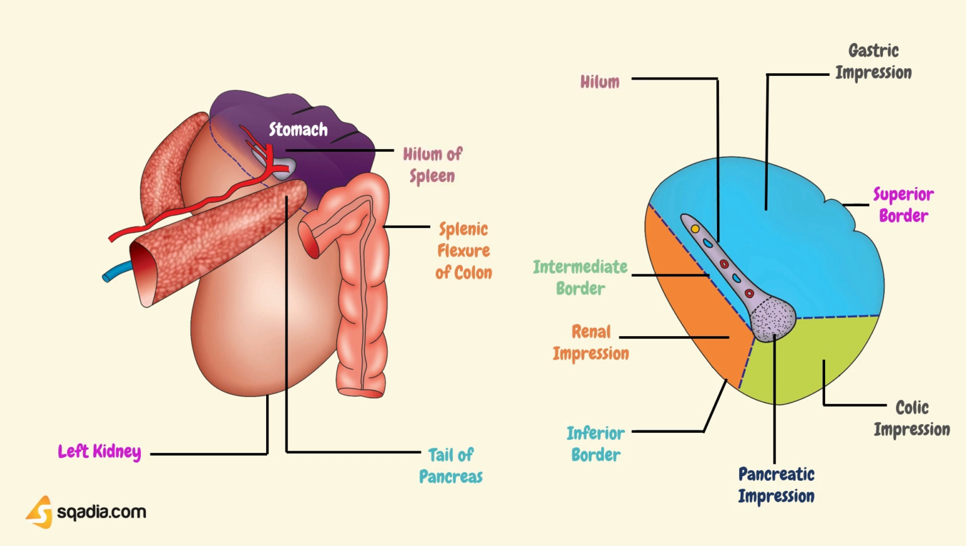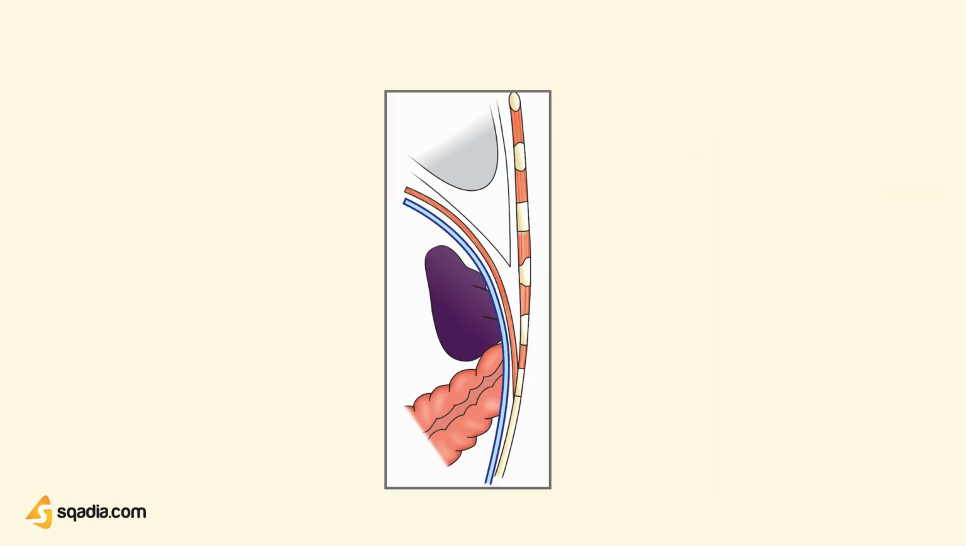The hilum lies on the inferomedial part of the gastric impression, along the long axis of the spleen. It transmits the splenic vessels and nerves, and provides attachment to the gastrosplenic and lieno-renal ligaments. This is left suprarenal gland. This is pancreas. Now let's discuss the diaphragmatic surface.